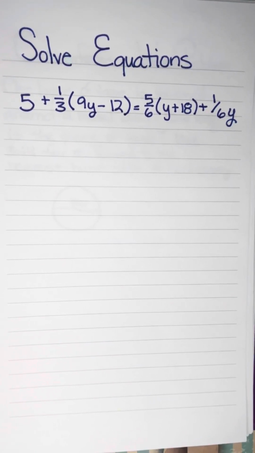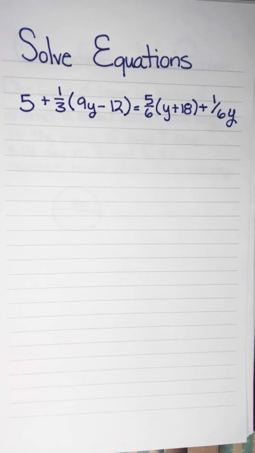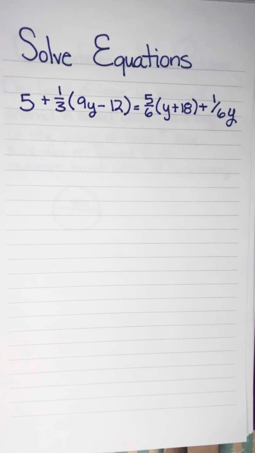Alrighty, we have solved equations. Okay, and this looks like a crazy equation, right? We got fractions, we got whole numbers, we got distributing. But what we're going to do first is we're going to clear our fractions.